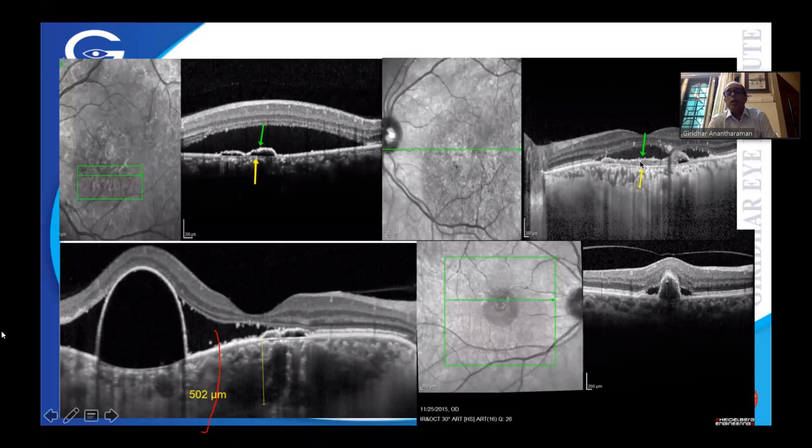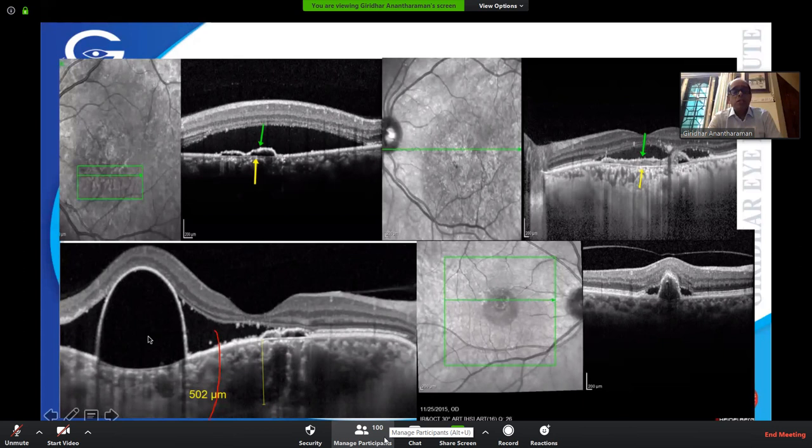You don't need sophisticated equipment. Now, nowadays, as I told you, we get large PEDs in CSCR. This is a case of CSCR. It's got a huge PED, but this is a case of central serous chorioretinopathy, because this is a clear space here. There's nothing here. It's a serous PED, serous macular detachment.